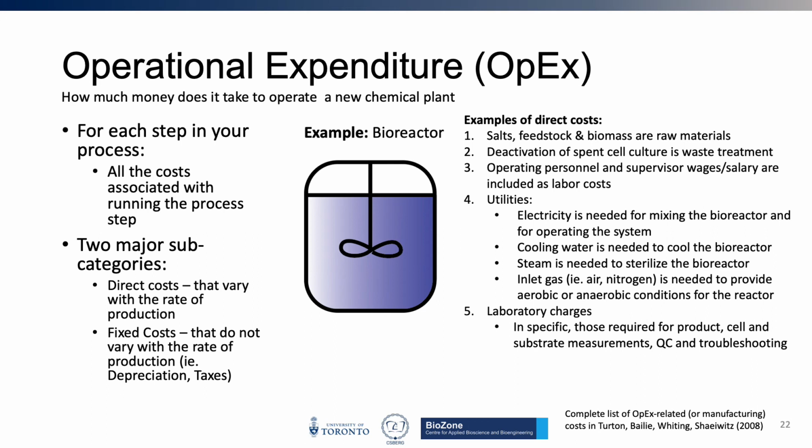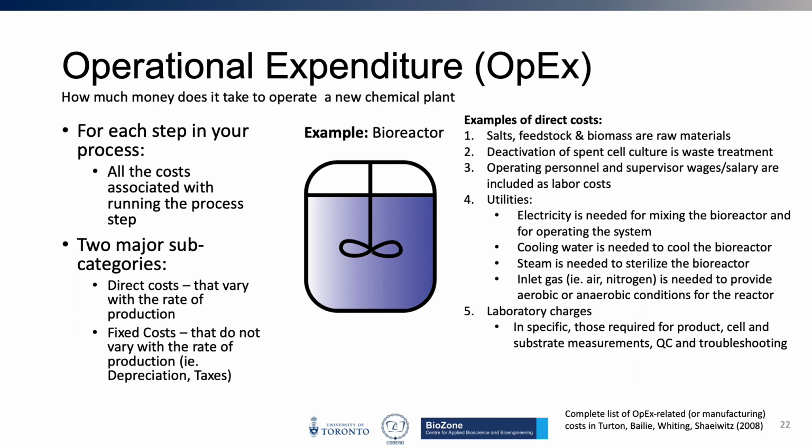Utilities are also included, and utilities cover a lot. There's electricity that is needed for mixing the bioreactor and for operating the whole system that runs the bioreactor. You need cooling water, which is needed to cool the bioreactor. There's steam that's needed to sterilize the bioreactor. There's inlet gas, for example air and nitrogen, which is needed to provide aerobic or anaerobic conditions to the bioreactor, depending on your process.